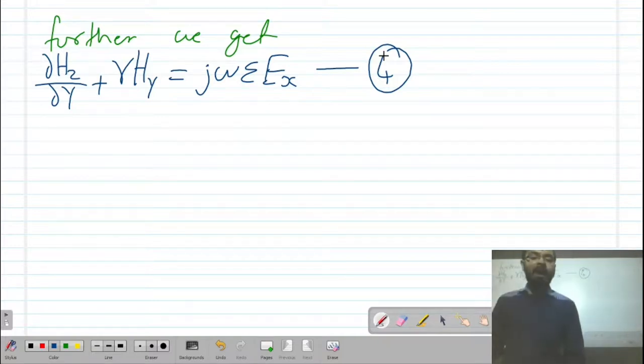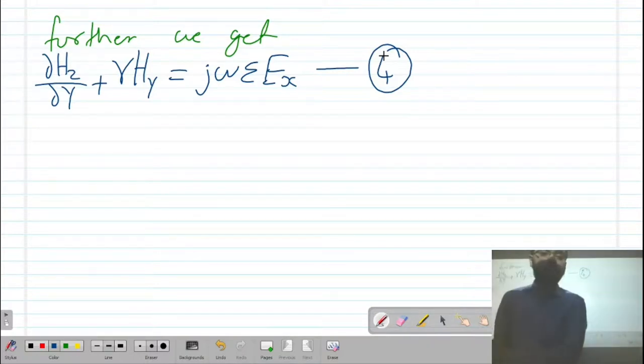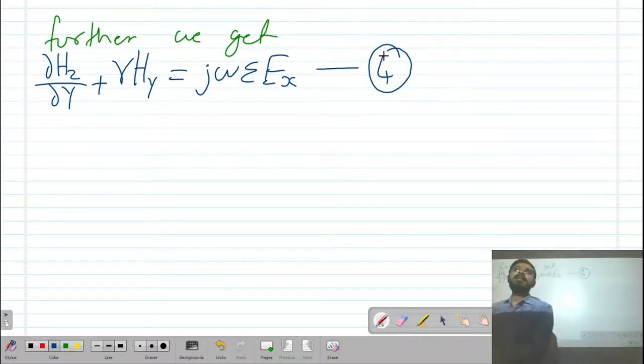The equations which we have got for TM wave and TE wave are equation number 2 and equation number 3, that is substituting the value of h square. The equation containing the h square term for transverse magnetic wave is equation number 2, and the equation containing the h square term for TE waves is equation number 3. This is equation number 4.